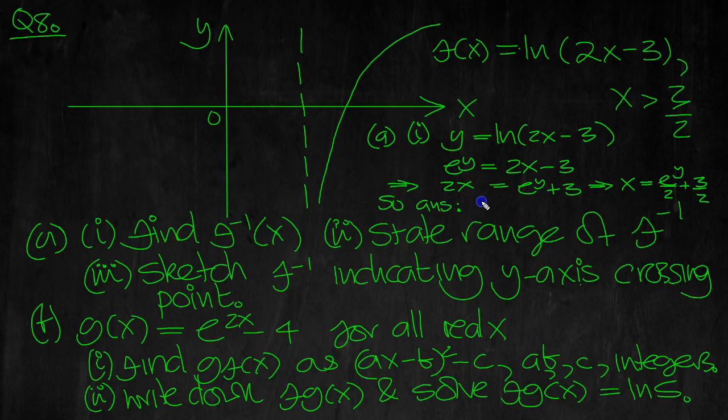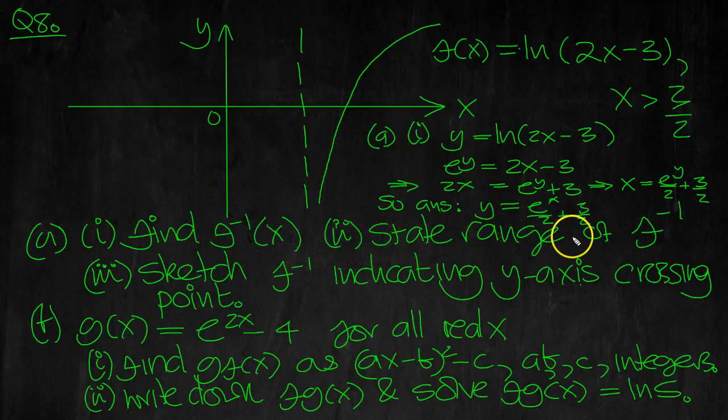So inverse. Swap the x to a y and the y to an x: e to the x over 2 plus 3 over 2. Apologies for squeezing it in here, but I thought it was a good idea, because it's such a long question, to tidy things up by putting it in this small space. Okay, so that's e to the x over 2.